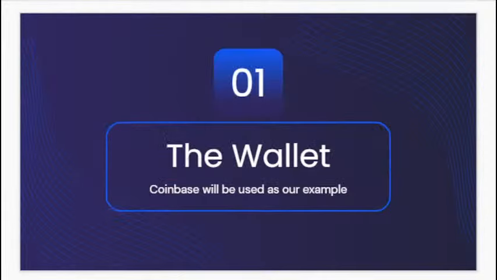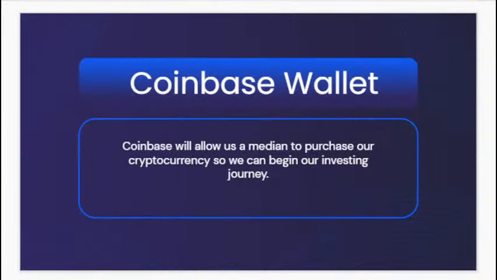The first thing we're going to look at is the wallet. For this example, we'll be using Coinbase. This will be our basis of trading our actual currency for Bitcoin, Avalanche, and the like. So Coinbase will allow us a medium to purchase our cryptocurrency so we can begin investing.